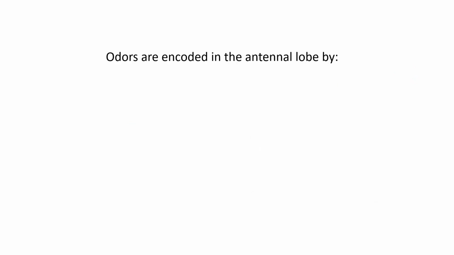So in summary, we can say that odors are encoded in the antennal lobe in the population of projection neurons by three features. The first one is the identities of the projection neurons that are responding to a given odor. The antennal lobe may contain a few hundred projection neurons, and of those, a subset would respond to any given odor. And the identity of these neurons is informative about which odor was present.